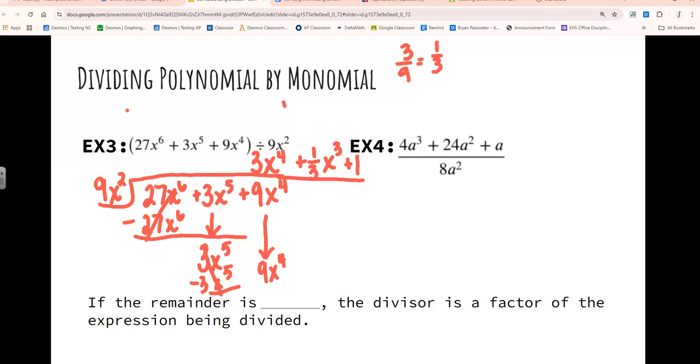And I had 4 x's. I got 2 right here. So that means I need x squared right here. And then that'll give me 9x to the 4th when I multiply it back. That cancels and we're done. So our answer here is 3x to the 4th plus 1/3 x to the 3rd plus 1x squared.